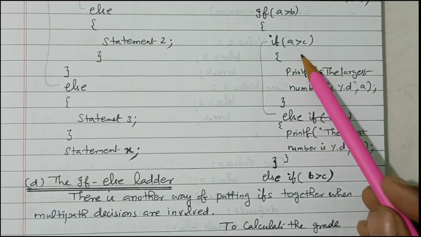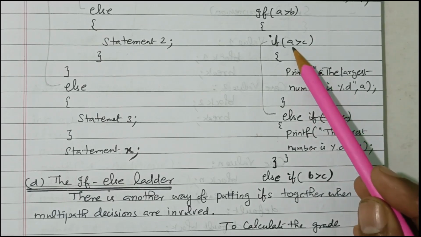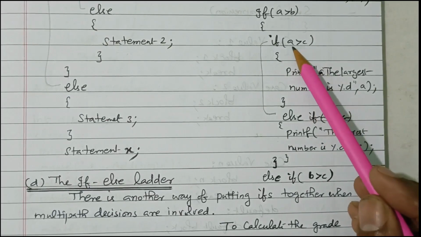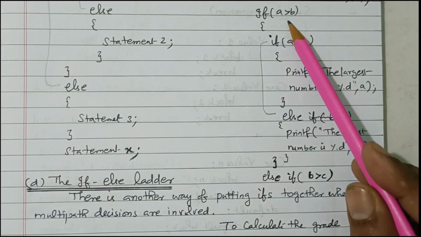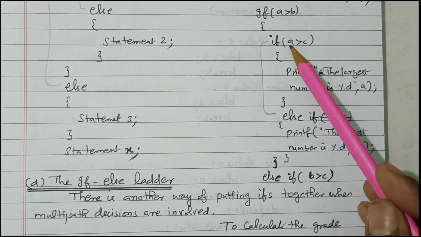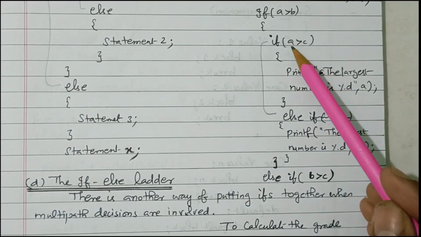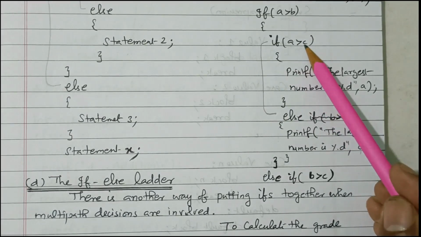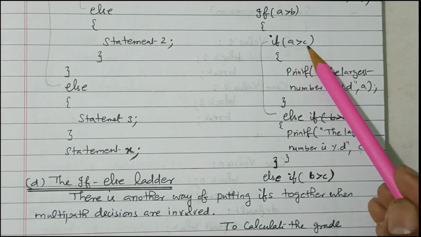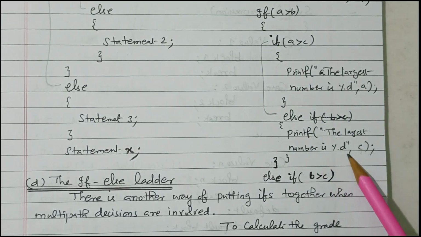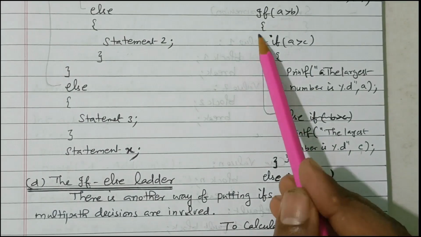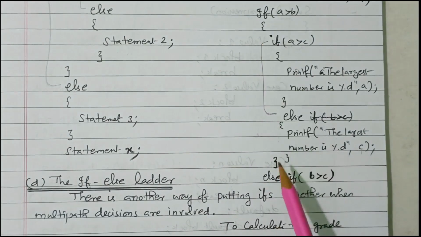Right? So when the second condition is false, automatically a is smaller and c is bigger. A is already greater than b, and now c is greater than a itself. So definitely c is the greatest number. Right. So we close this brace, and we close this brace for the first if condition.